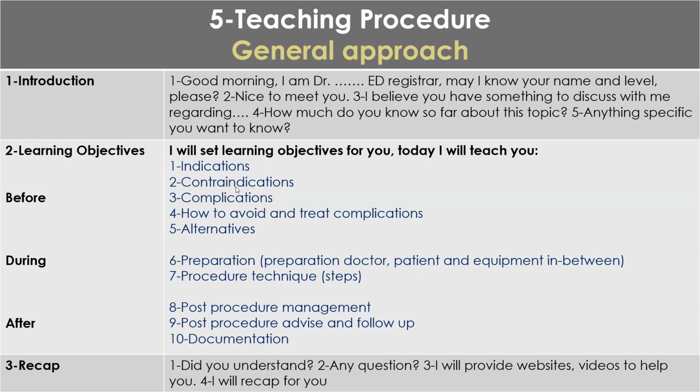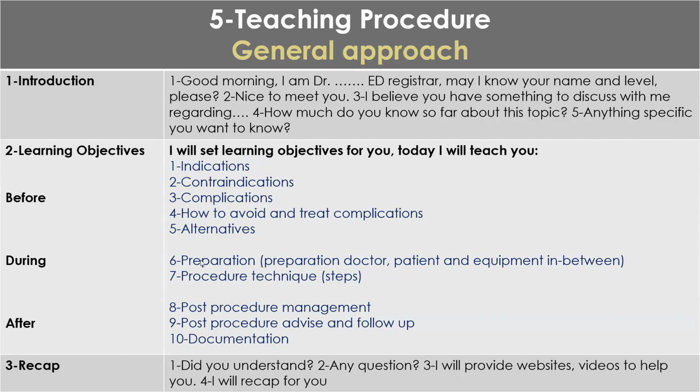Contraindication if the patient has obstruction, or if the patient has bleeding. So you will call the urology. Complications also the same: bleeding or urethral injury. How to avoid? You will insert gently with lubricant. If you have any obstruction, don't proceed. How to treat the complication? Urologist. Alternative, you have the suprapubic invasive catheter.